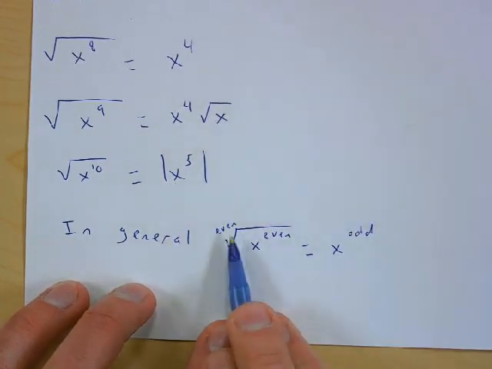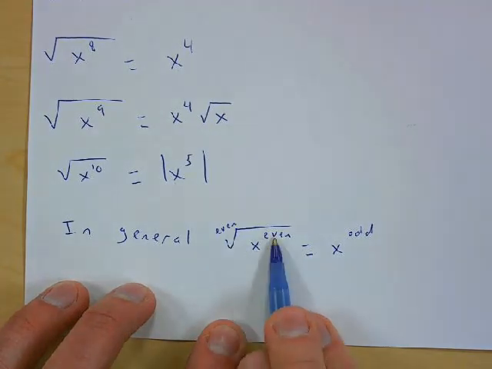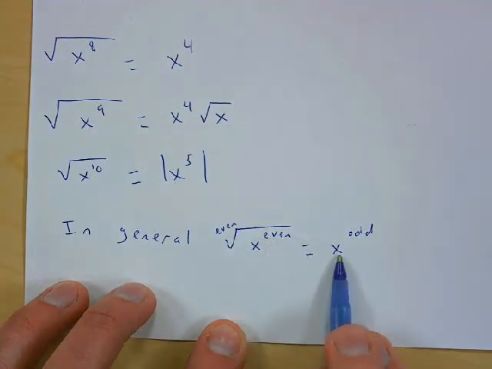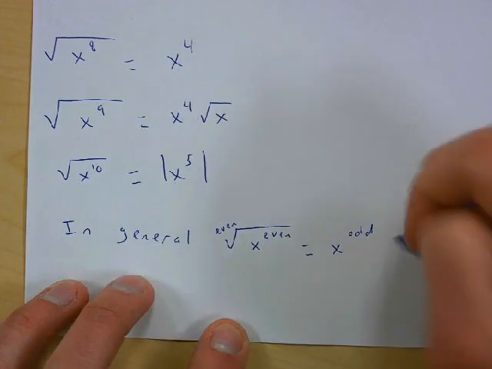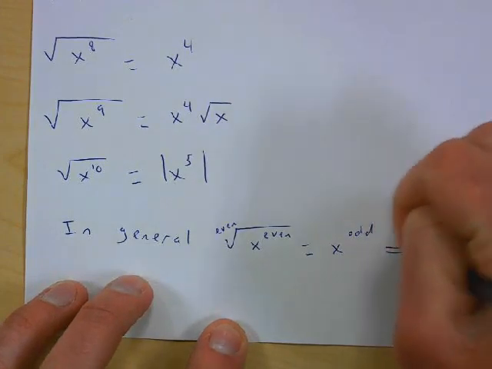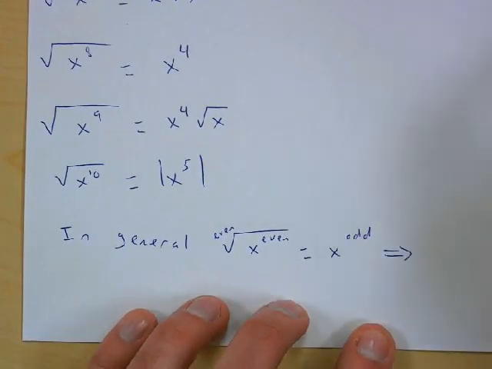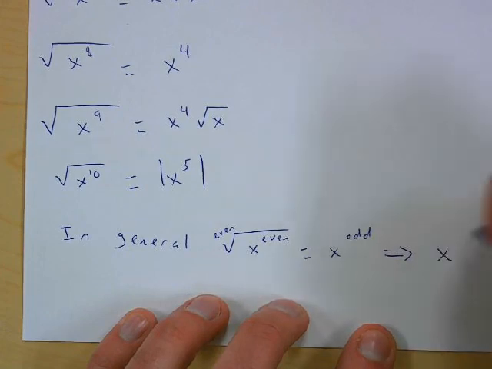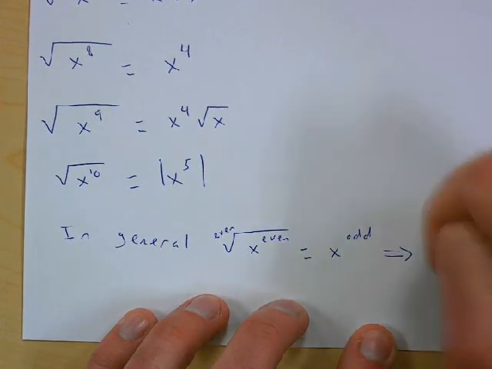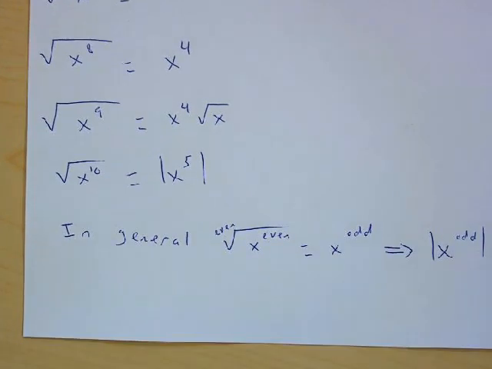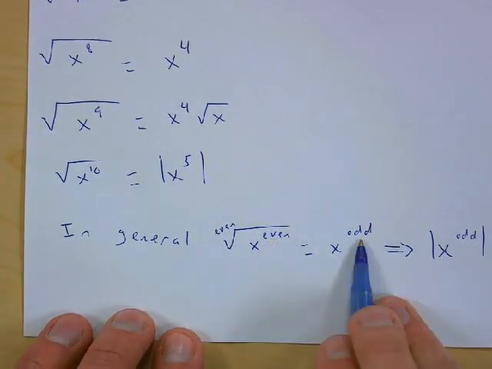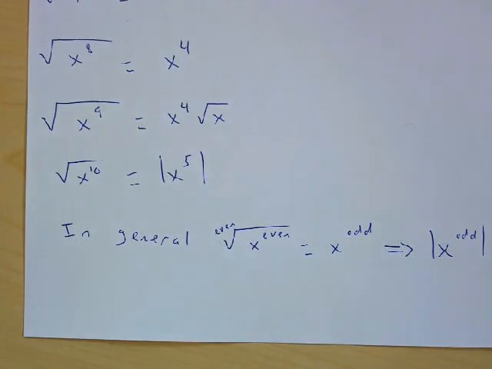Okay, so again, if I'm taking the square root of something raised to an even power, and my answer is that thing to an odd power, well then that implies that we need the absolute value bars around it. So our answer is going to be x raised to that odd power with absolute value bars. So again, even, odd, that's when we need absolute value bars.